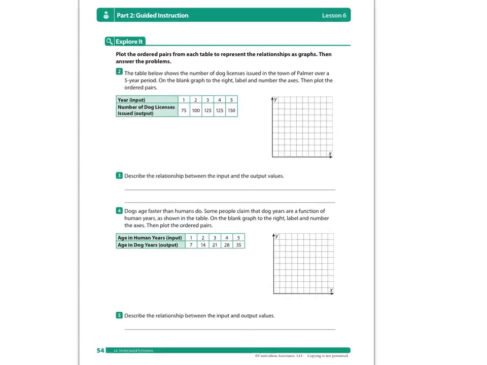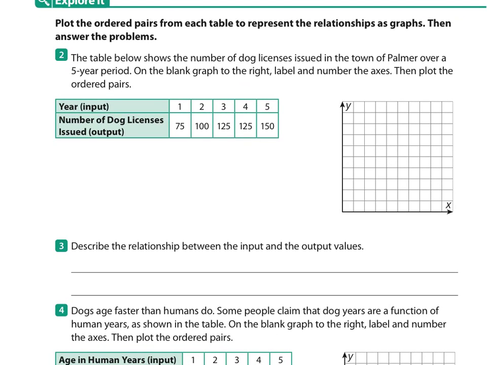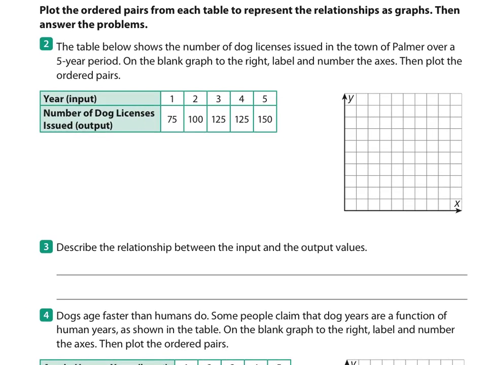Okay, let's carry on here. Let's have some fun now. Let's make some graphs. Here's our table, and it's showing us the number of dog licenses issued in this town over a 5-year period. We see year number 1, year number 2, year number 3, year number 4. Again, inputs are x's, outputs are y's. So this is our x-axis, which is going to be our year. Here's year 1 and 2 and 3 and 4 and 5. And then these are the number of dog licenses issued.